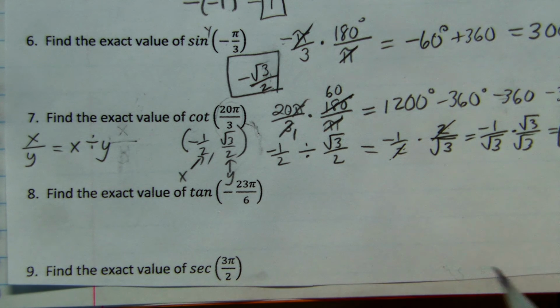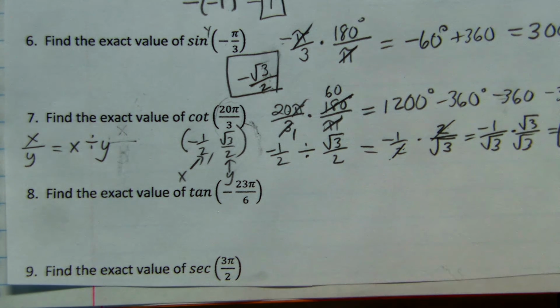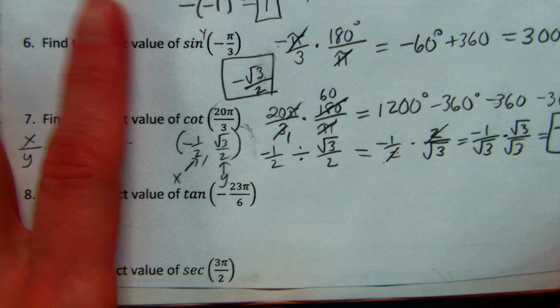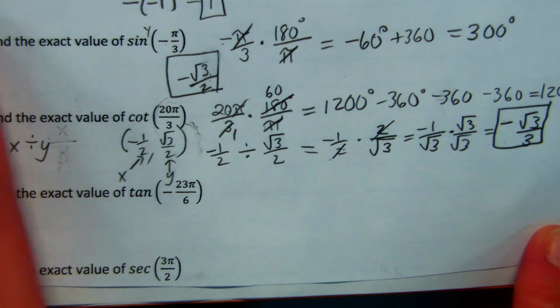Can't that just be 1? No, because this one's under a square root. They're not the same.